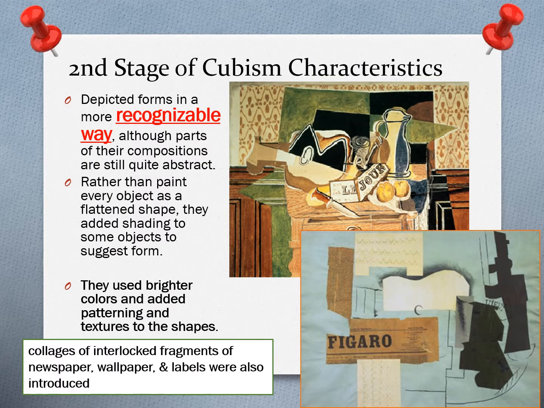The second type of cubism is synthetic cubism. This is where the artist depicts forms in recognizable ways. However, they're still quite abstract.